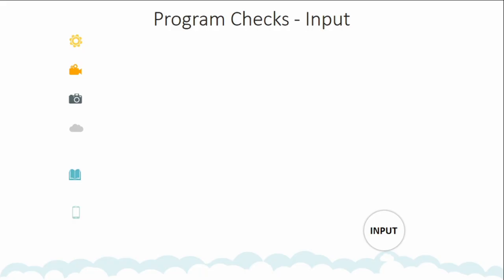So program checks, we say that there are 3 types of program checks. First, program checks that assist us in inputting information into the system. This is the type that we're going to focus on first. When we talk about this type of program check, we want you to think about how we enter information into our laptop. What can the laptop do to assist us in entering information?